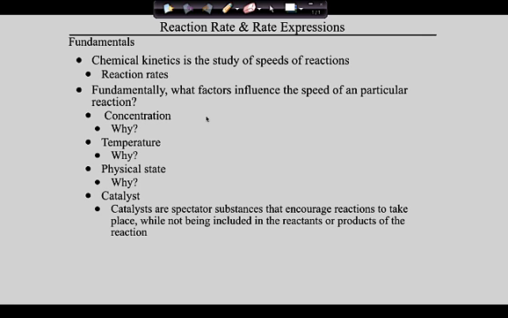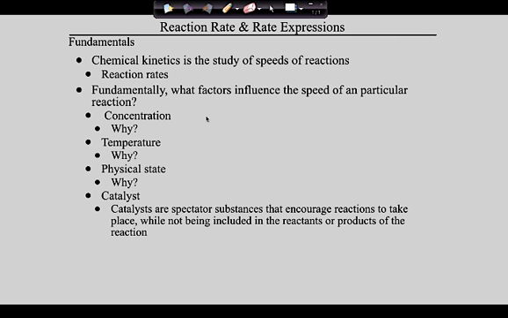But guys, catalysts, and you may want to write this down just so you have a definition, and Rebecca, we're going to leave it long. So guys, catalysts are spectator substances that encourage reactions to take place. But guys, they are not a reactant and they're not a product. Here's the thing you're really not going to like. They're not a reactant, they're not a product. Sometimes they're neither, sometimes they're both.